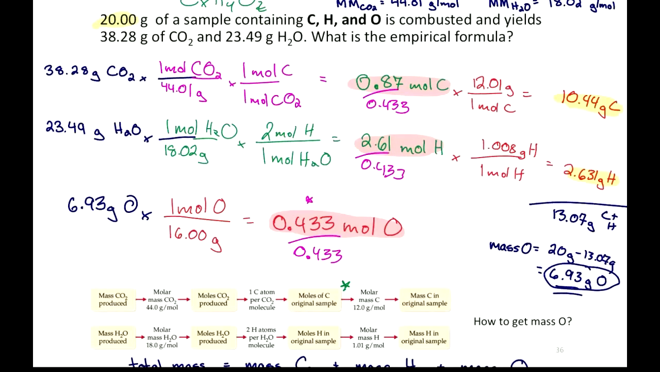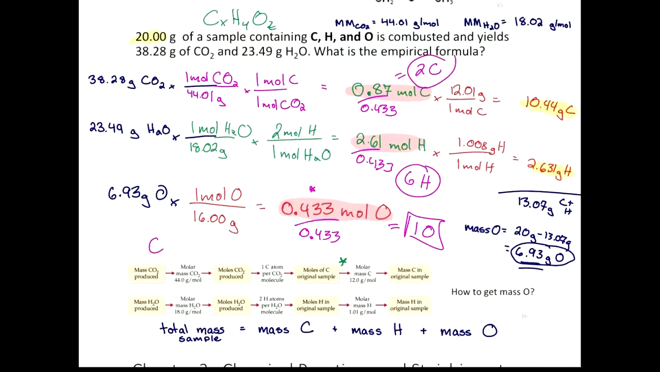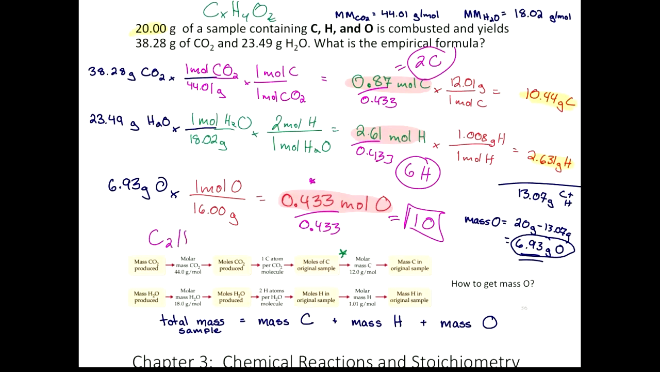All right, and so what we get here when we divide all those numbers by the smallest, so 0.433, is 1 mole of oxygen. How many hydrogens? 6 moles of hydrogen. So we get nice even numbers. And then finally, this is 2 moles of carbon. All right, and so there is our empirical formula. Okay, let me zoom out a little bit. C2H6O, one of them. All right, so that is our empirical formula. That one is the hardest.